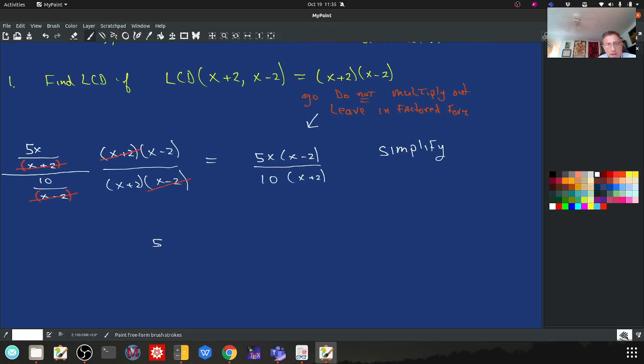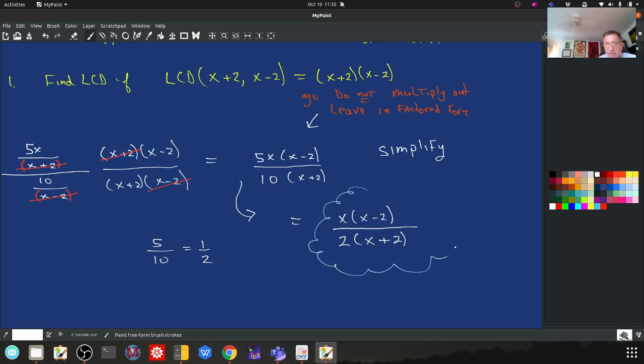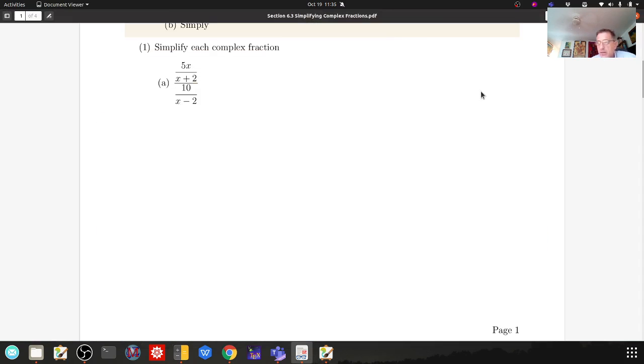because 5 divided by 10 is equal to 1/2. So this is equal to x times x minus 2, or 1 times x minus 2 if you prefer, over 2 times x plus 2. And that's our final answer. No further simplification can be done. Let's take a look at our next one.